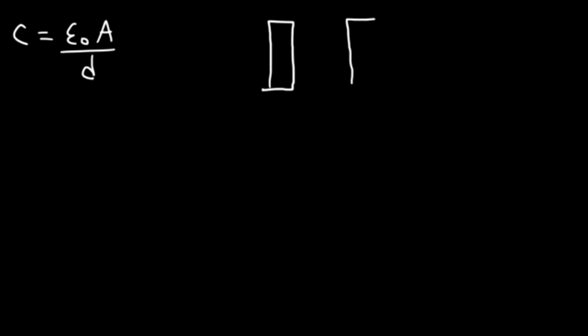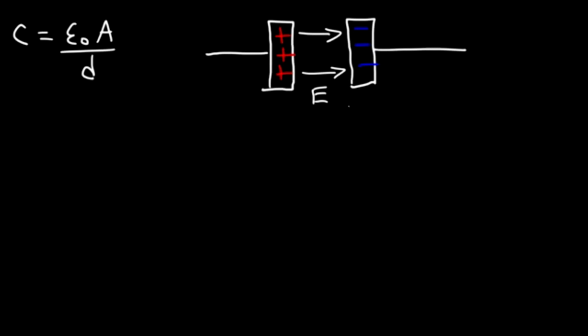Now let's talk about how to derive the formula for a capacitor. So let's draw the picture of a capacitor. Here are the two metal plates. One of the plates is going to have a positive charge, and the other plate is going to be negatively charged. So there's going to be an electric field that flows from the positive plate and points towards the negative plate. And these two plates are separated by a distance d.